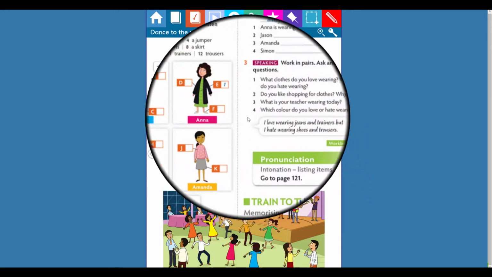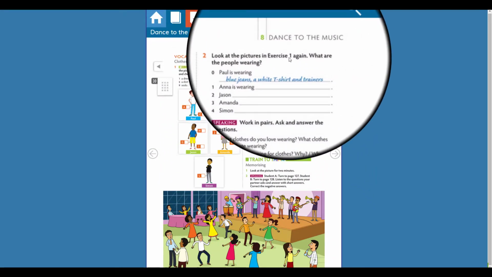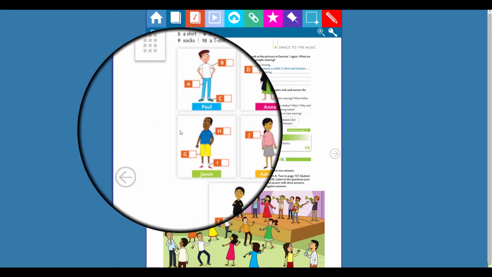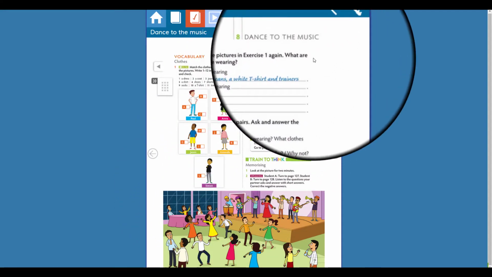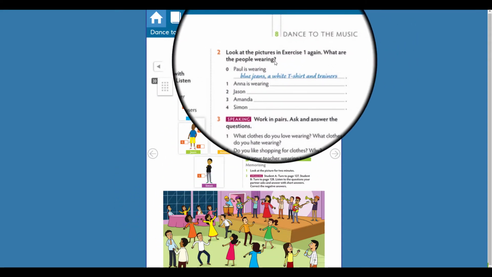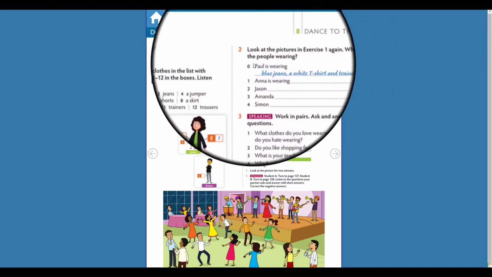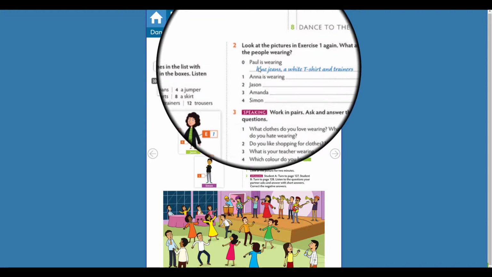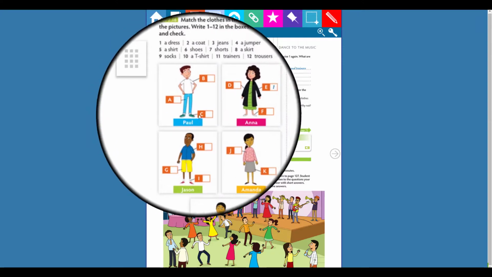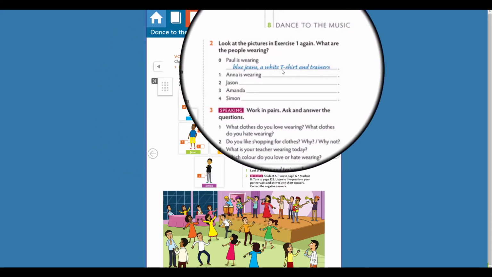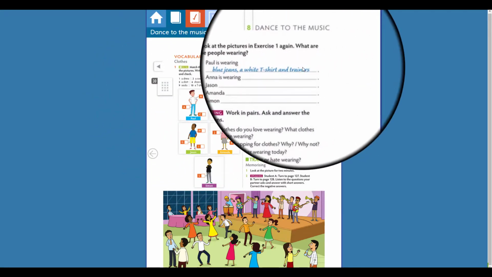So now let's continue with activity 2. Look at the pictures in exercise 1 again. These pictures, Paul, Anna, Jason, Amanda, and Simon. What are the people wearing? ¿Qué está vistiendo cada persona? The example says, number 0, Paul is wearing blue jeans, this is Paul, blue jeans, a white t-shirt, and trainers.